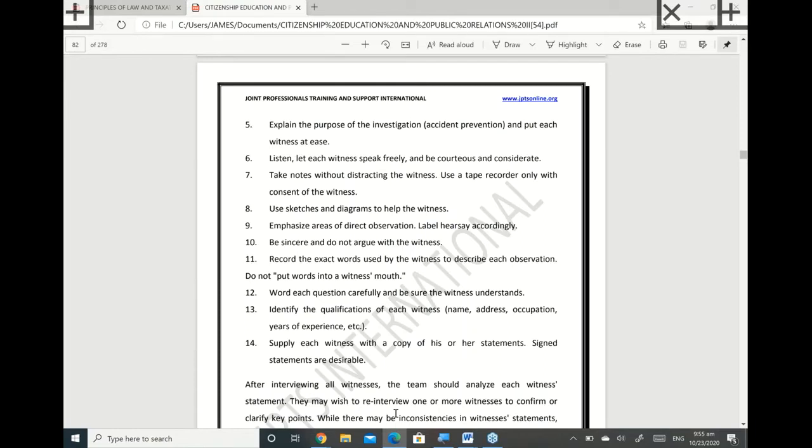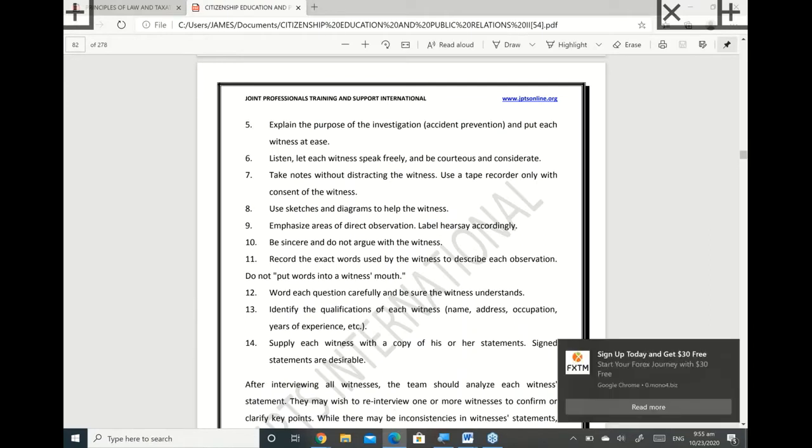Step 10, record the exact words used by the witness to describe each observation. Just the word, the exact word. Then listen to each question carefully, and be sure the witness understands what they are being asked and understands what they are saying too. Then we also say identify the qualification of each witness. That's the name, address, occupation, years of experience, maybe in that job or in the business or in driving. You'll be asked the years of experience.